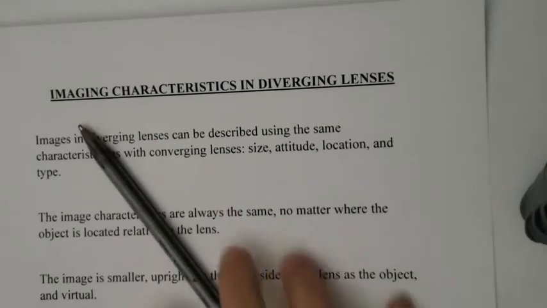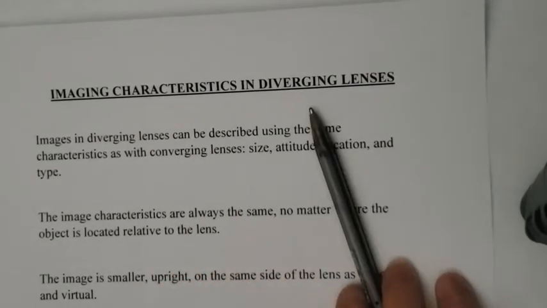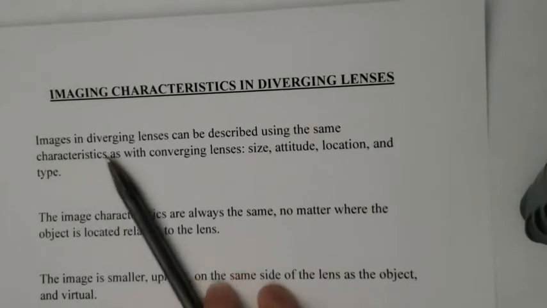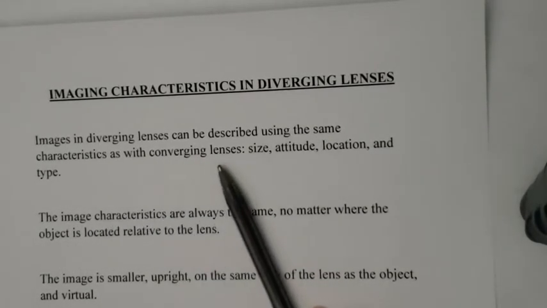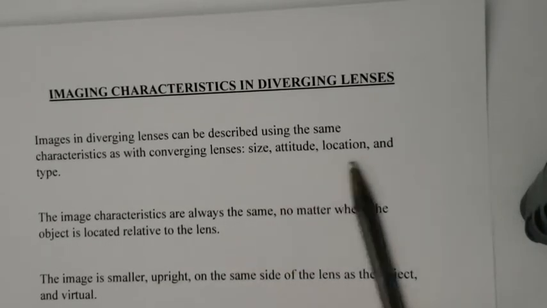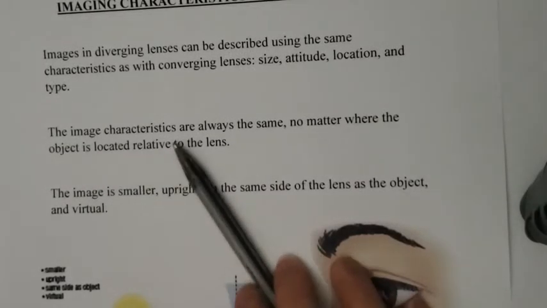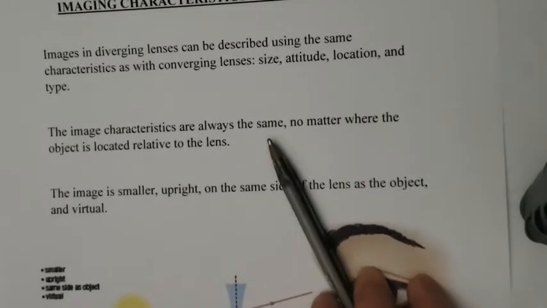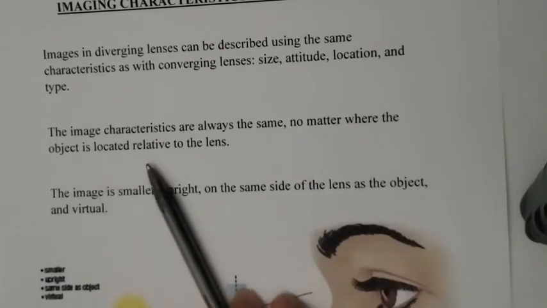The image characteristics SALT are actually the same for every diverging lens. So images in diverging lenses can be described using the same characteristics as with converging lenses. We always talk about the SALT: size, attitude, location, and type. The image characteristics are always the same. So with this one, we know they always work out the same, no matter where the object is located relative to the lens.